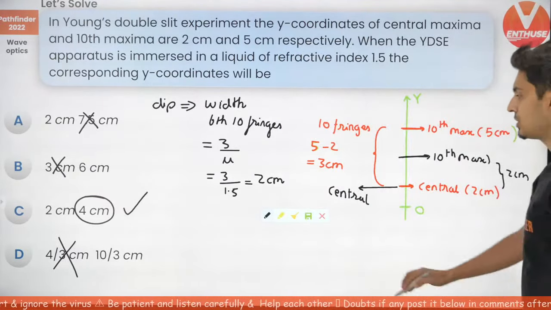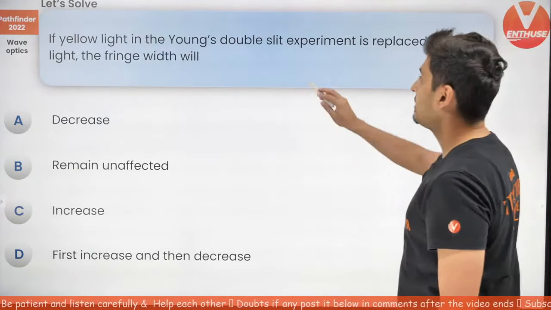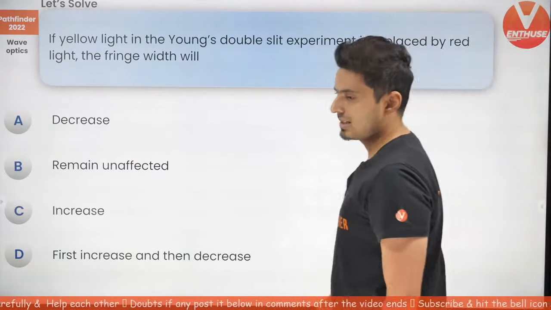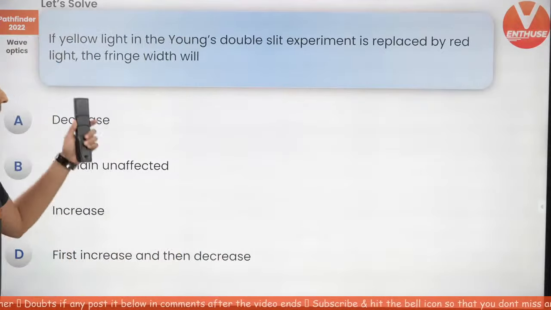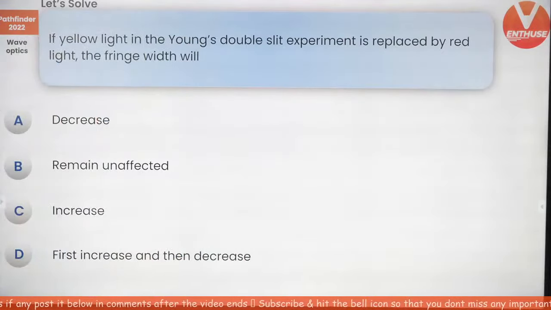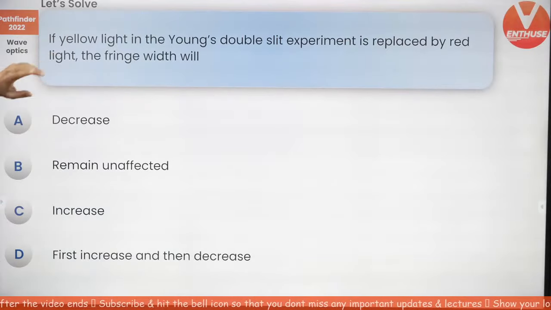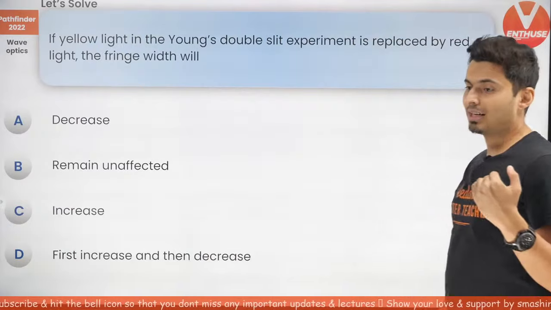Moving ahead to the next question coming up on your screen. If yellow light in the YDSE experiment is replaced by red light, what do you think will happen to the fringe width? Now this one is an easy one. It's a build up to the next concept. What do you think will happen in a YDSE setup if you replace the usual yellow light with red light?